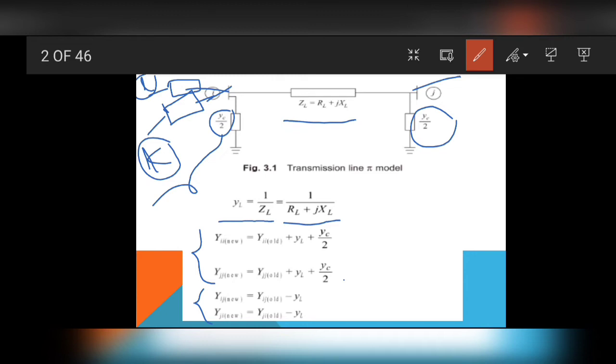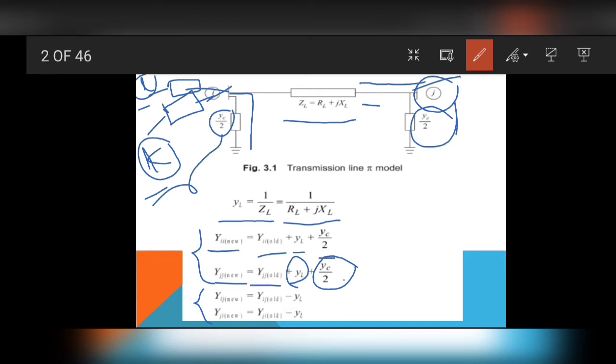So now to add this, YII new will be equal to YII old. So old here with respect to I is K and L, which is already connected, the impedance of that. And then YL. So YL is nothing but the admittance of this value. And then we have YC by 2, which is the half line charging admittance connected to ith bus. Same way, if we go with YJJ new, so to J, the bus or the admittance which is connected is, one is ZL, the other one is YC by 2. So ZL will be YL, and then we have YC by 2 connected to jth bus, and obviously YJJ old.